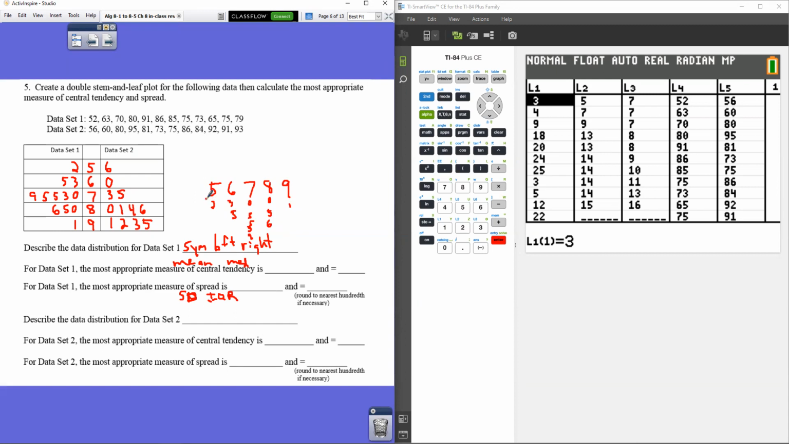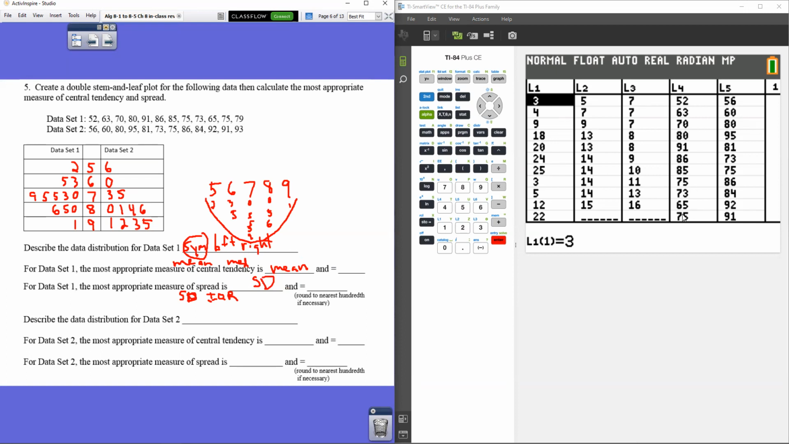So when I take a look at this, I can see that it's going up and down. It's about the same on both. So therefore, this is symmetric. Data set number one is symmetric. If it's symmetric, you have to use the mean and the standard deviation.